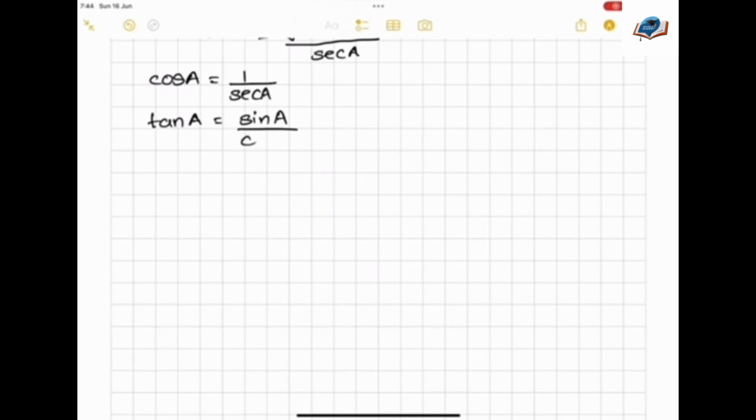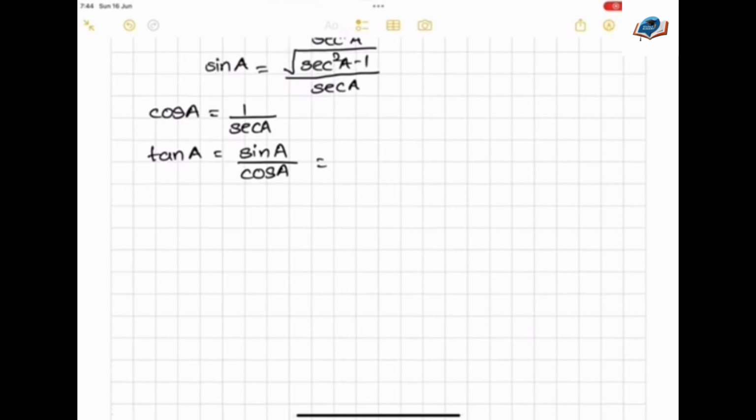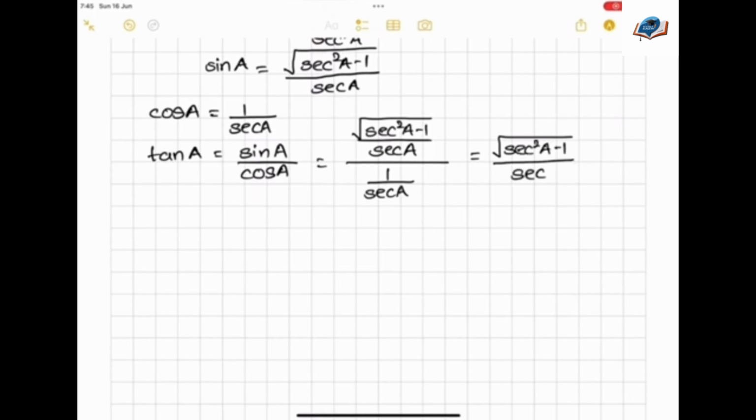So in place of sin A, I can write the above one, that is root of sec square A minus 1 upon sec A, whole upon 1 upon sec A. So that will be equal to, if I reverse and multiply, sec square A minus 1 root whole upon sec A into sec A upon 1. So sec A got cancelled. So I got equal to root of sec square A minus 1.